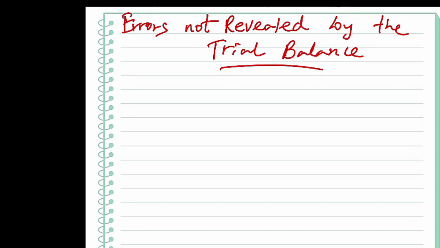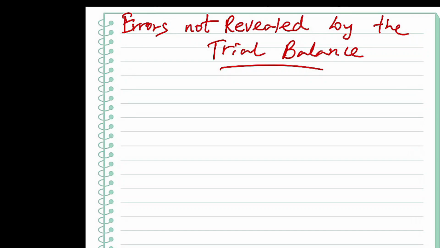Next one is only one entry has been recorded. Instead of a double entry, we have posted a single entry. Then it still doesn't balance. Then different amounts have been recorded on the double entry, one amount in the debit entry and another in the credit entry. So it won't balance. Those are the errors revealed by the trial balance, because the trial balance does not balance.